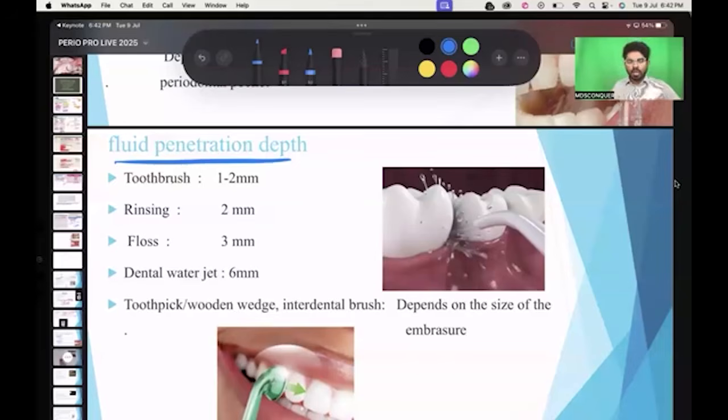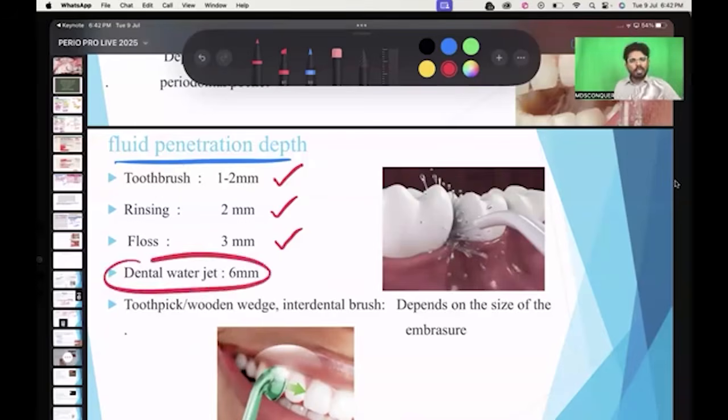place. If you check the fluid penetration depth, for a toothbrush it will be 1 to 2 millimeters only. For rinsing, it will be 2 millimeters. For flossing, it will be 3 millimeters. And for a dental water jet, it is the heaviest, 6 millimeters. Just 6. They can ask you the sequence.